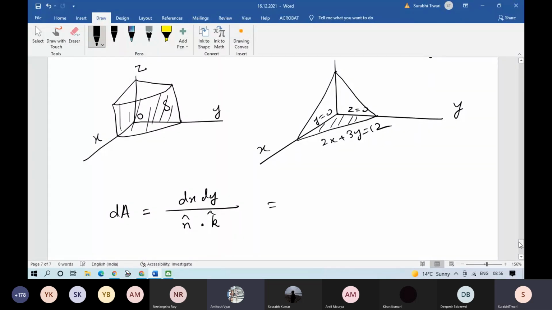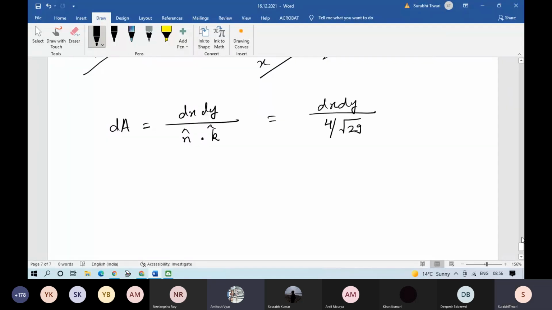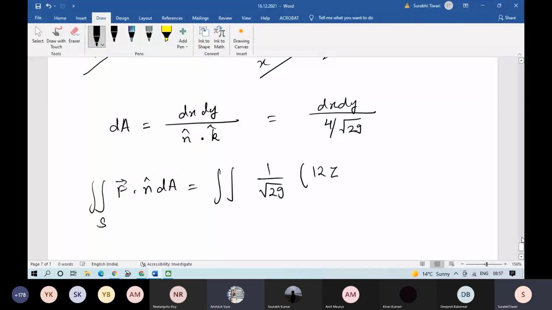So this is equal to dx dy upon 4 upon root 29. Then you calculate the value of n cap into k cap. Now अब उस इंटीग्रल की वैल्यू निकाल लो. डबल इंटीग्रेशन F dot n cap dA. ठीक. So this will be 1 upon root 29. अंदर क्या बचा? 12z plus 18 plus 12y dA. F dot n cap निकालोगे तो वैल्यू ये आएगी.